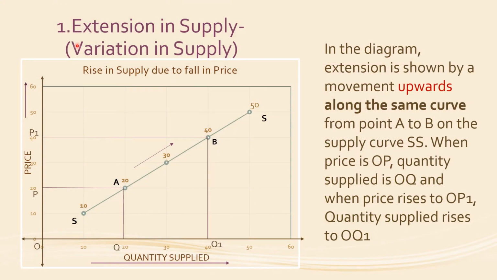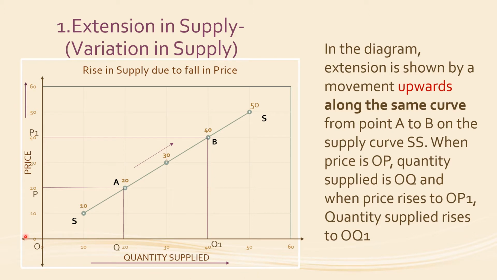Let us study the first case of variation in supply, and that is extension in supply. In the diagram, extension is shown by movement upwards along the same curve from point A to B on the supply curve SS. When the price is OP, quantity supplied is OQ, and when price rises to OP1, quantity supplied rises to OQ1. So we see here, price is plotted on the y-axis and quantity supplied on the x-axis.